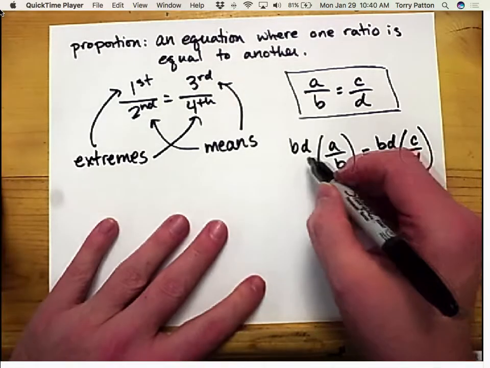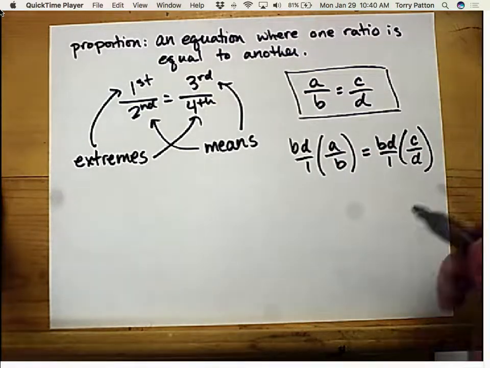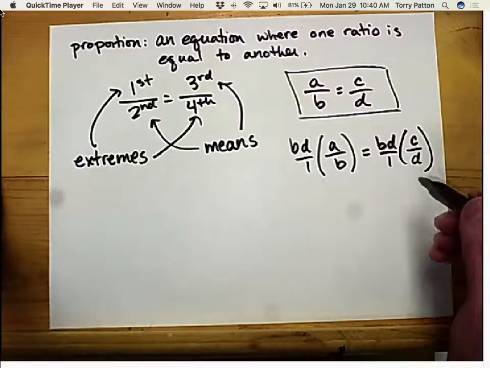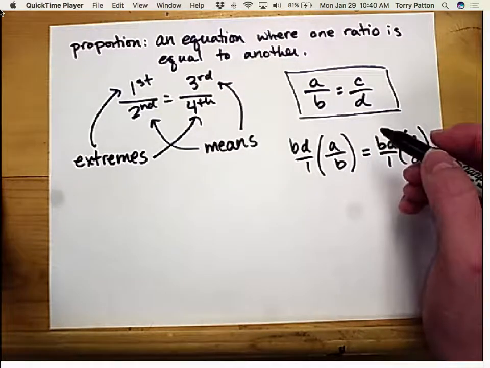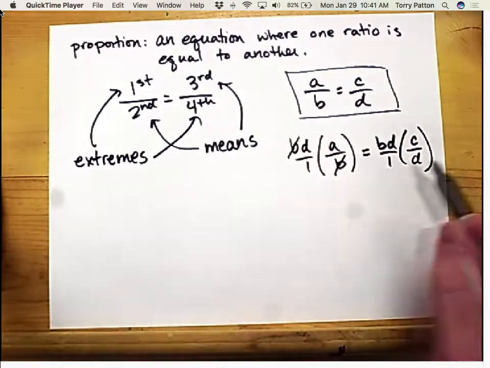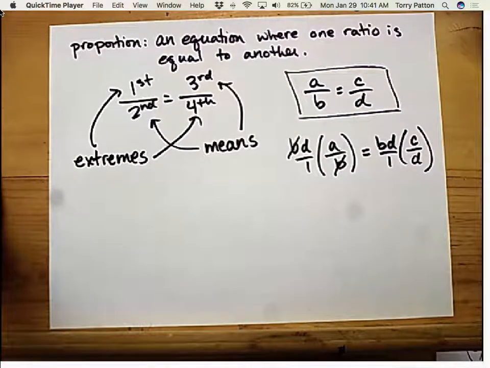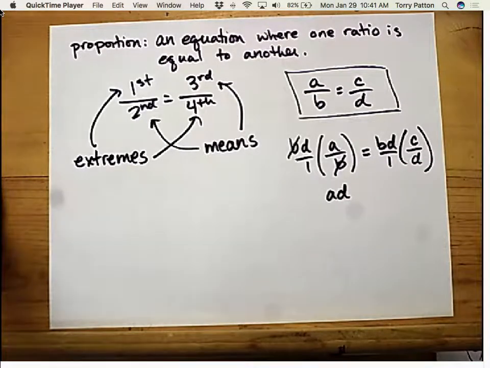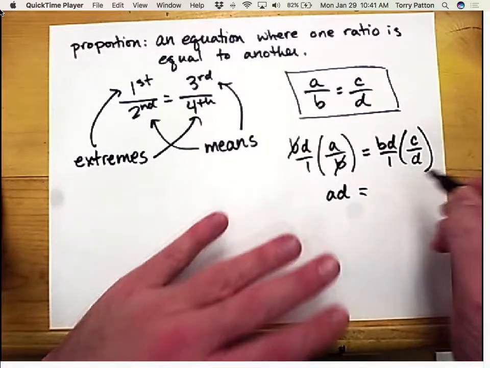Okay? Well, we'd have to put that over 1, and we can cancel any top with any bottom. So what would cancel over here on the left? The B's would cancel, and what would you be left with? The top would be what? You just multiply the top, so it would be D times A, or AD, over 1, which you don't have to write. Correct? So that got rid of the fraction over there.